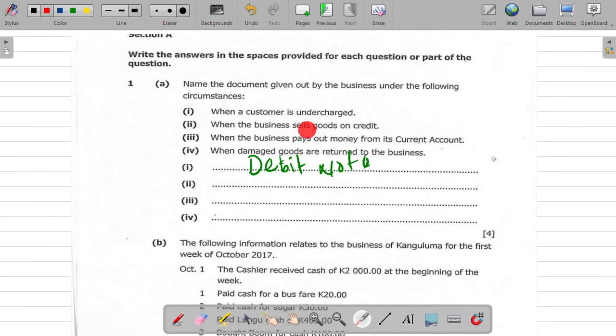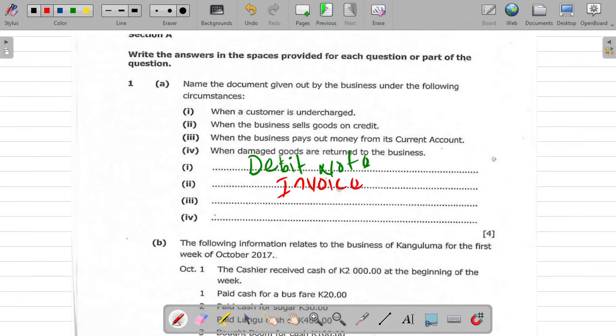Second question, when the business sells goods on credit. When you sell goods on credit, what document are you going to prepare? The document that you prepare here is the invoice. That's the document you prepare. The invoice is a document sent to a customer when goods are sold on credit.